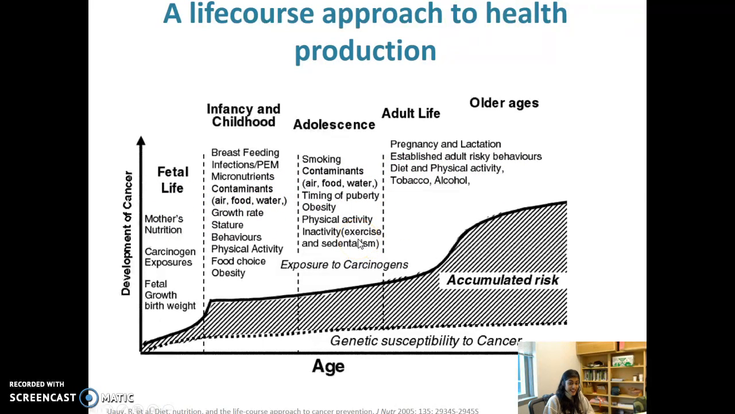Again, physical activity, inactivity, and adult life includes pregnancy and lactation, but also our own, as I said in the previous slide, our own risky behaviors or our own choices or our own limitation of choices, the diet, tobacco, alcohol, exercise again, and then the older age, and you see how this accumulated risk increases with age. It starts here, but the genetic susceptibility also increases due to that gene-environmental interaction.